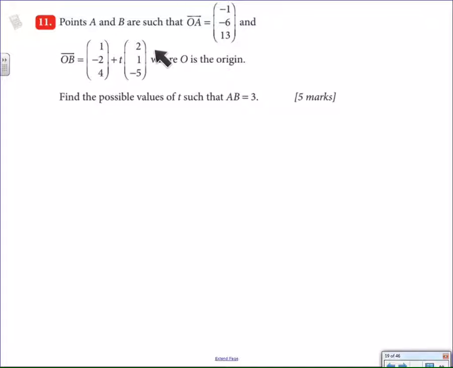Now, if you're looking at this out of sequence, you'll recognize this as a vector equation of a line. But in the sequence of the text, vector equation of a line has not been studied yet. And so what this question is doing is sort of preempting your understanding of vector equation of a line before you even know what you're doing. So it's a nice problem.